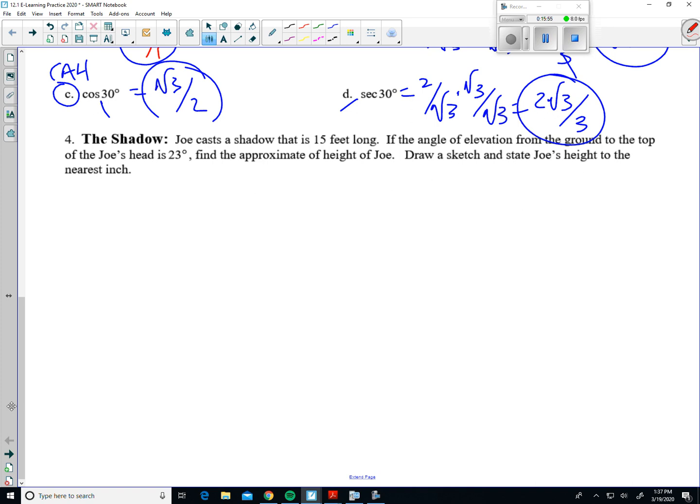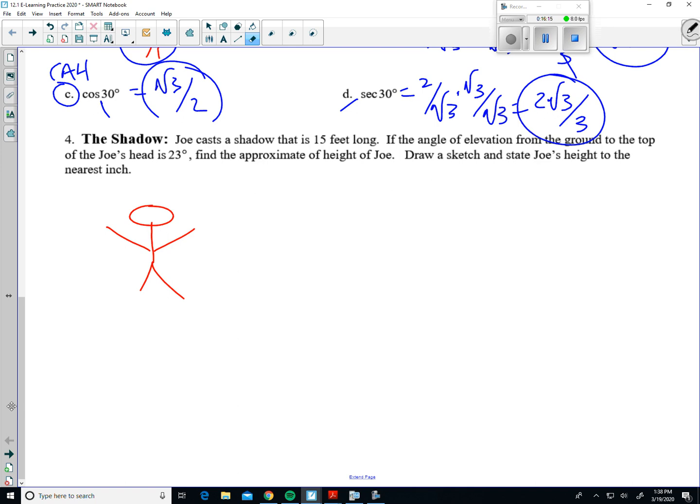All right, Joe casts a shadow that's 15 feet long. The angle of elevation from the ground to the top of Joe's head is 23 degrees. So here comes my best art, guys. All right, here's our guy Joe. There's Joe, in all his glory. Joe is casting a shadow. Of course, shadows, we like to say, are on the ground.